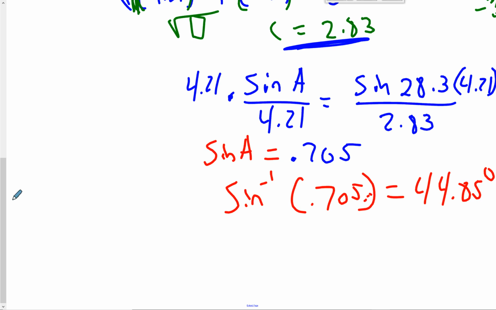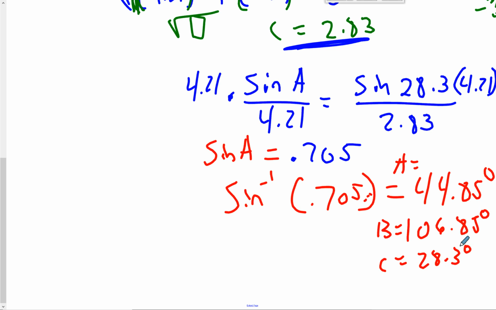Okay, so now I have that angle. And now I need to find that third, right? So I have the 28.3. So I want to add up 28.3 plus this 45.85, and then subtract it from 180. And that's my third angle, which is 106.85. Okay. And so this was angle A. This would be angle B. This C was 28.3 degrees, and then we have our 3 sides, right? The side that we found was side C, not side A, and that was the 2.83.